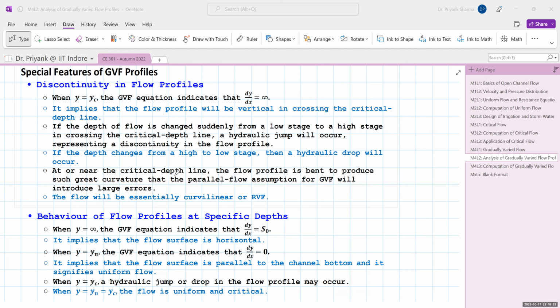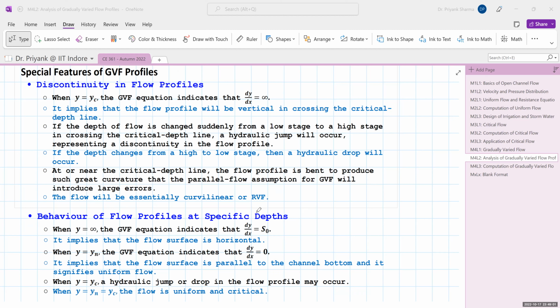So at or near the critical depth line, the flow profile is bent to produce great curvature, so that the assumption of parallel flow, which is used in deriving the GVF equation, is no longer valid, and it would induce large errors because flow at that point would be curvilinear or rapidly varying. So this is one special characteristic you need to consider when y is equal to yc.